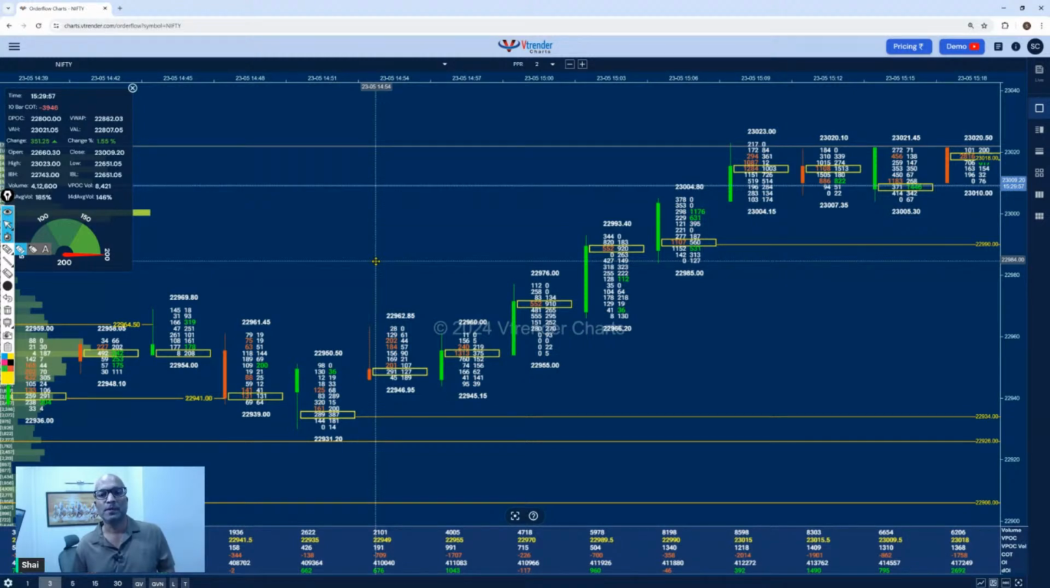So the monthly chart is a little more significant than the weekly chart, the weekly chart is more significant than the daily chart, the daily chart is more significant than a 60-minute chart, and the 60-minute chart is more significant than a 30-minute chart. So it flows from there. The higher the time frame, the more is the weightage of the market. Now, why do I say that?